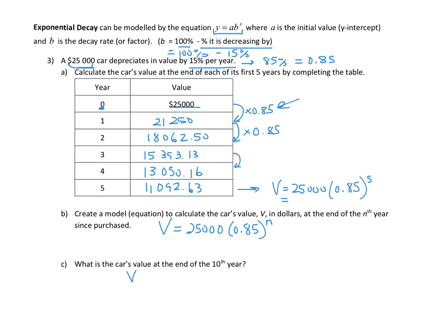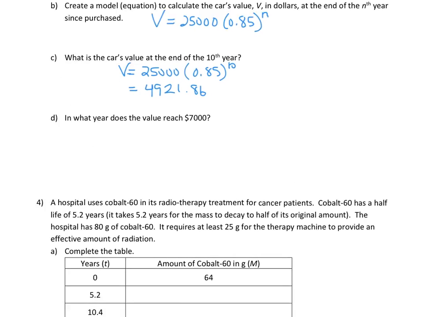All right, so the value at the end of the 10th year, we're just going to sub a 10 in for that exponent. 25,000 times 0.85 to the exponent of 10 will get its value. And I get $4,921.86 would be its value at the end of the 10th year.